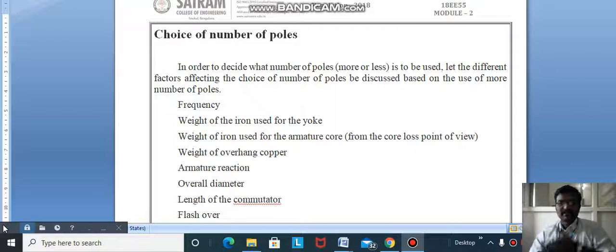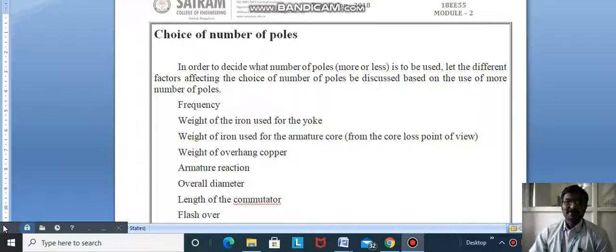The magnetic flux will not be a uniform one. So the choice of number of poles is a very crucial one, and how we choose the number of poles is a very important point when you go for machine design. In this, there are some factors that will be affected by the choice of number of poles.